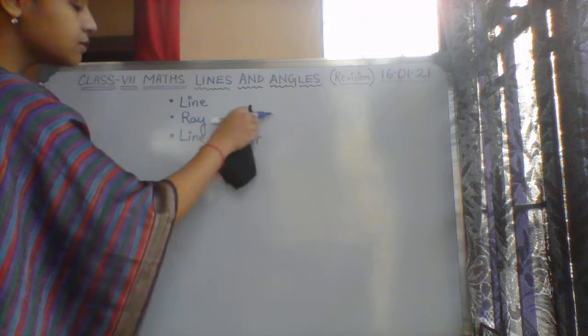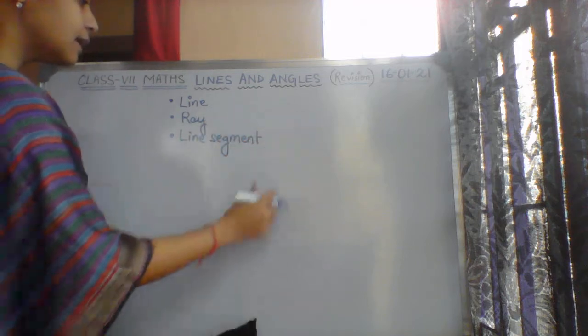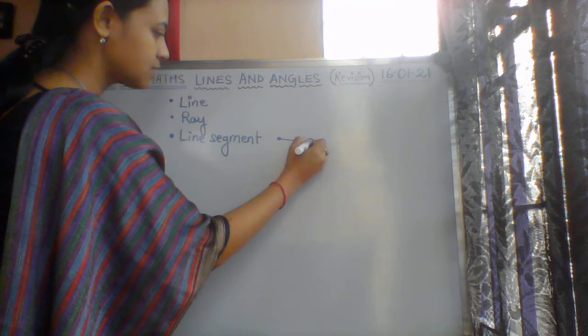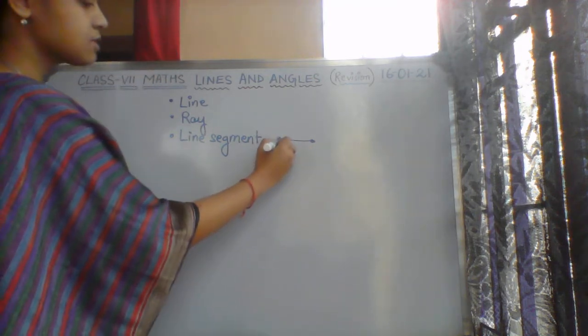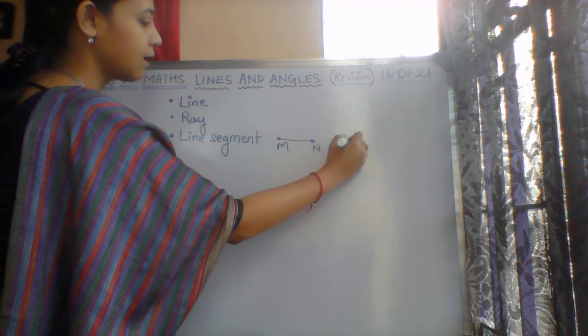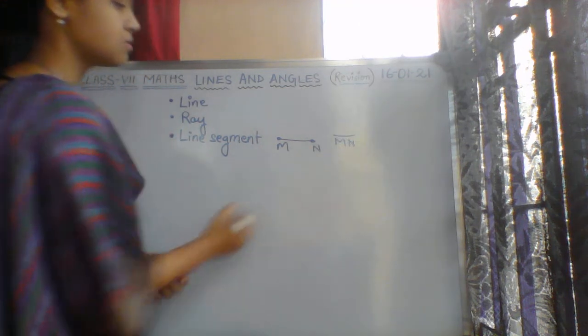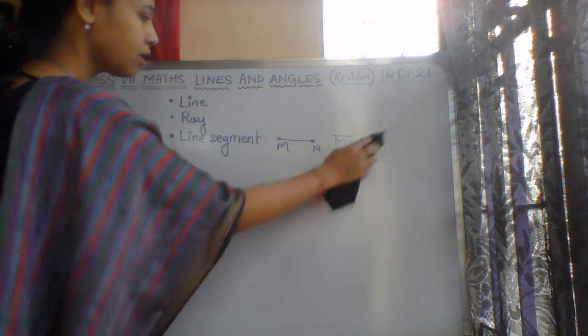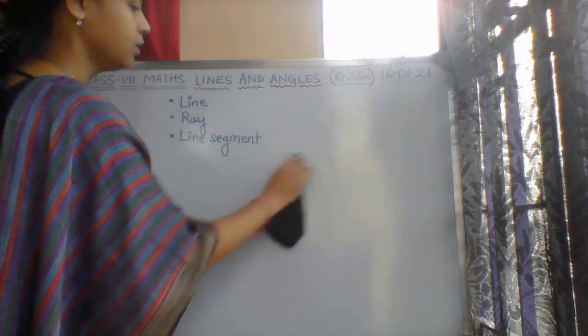And line segment, yes, it's very easy. It has two endpoints. It has fixed length also. Since it has two endpoints, it has fixed length. If it is MN, we can easily write MN and this bar. Okay, so these three terms are clear to you.